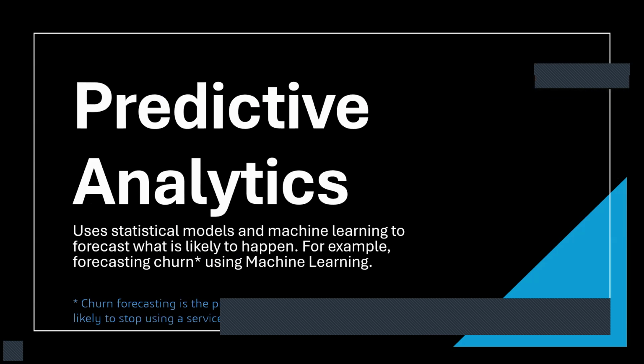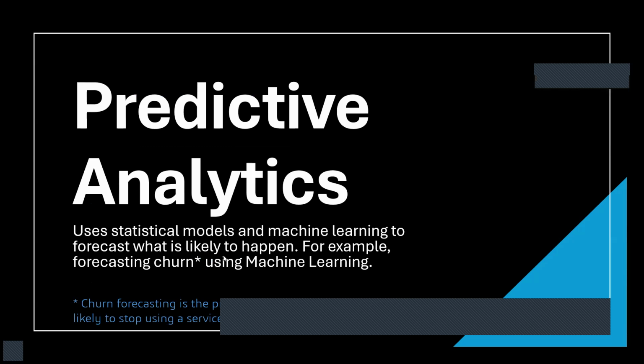So, and then now that's when you talk about predictive analytics. Now that's where you're using your statistical models and machine learning to forecast what is likely to happen. For example, we're trying to forecast, for those in marketing, you want to forecast churn.